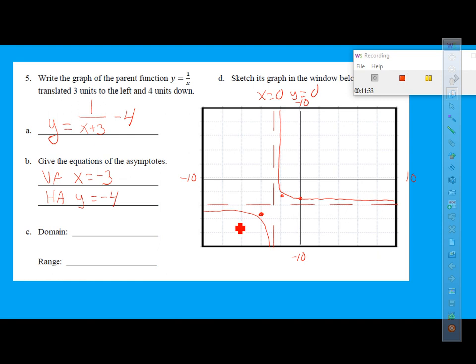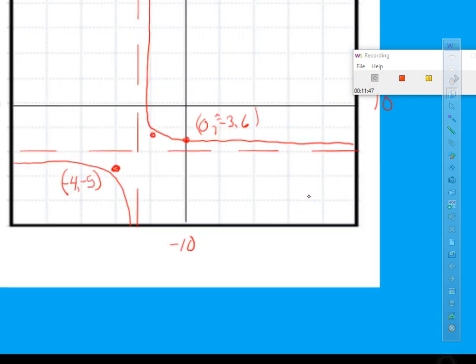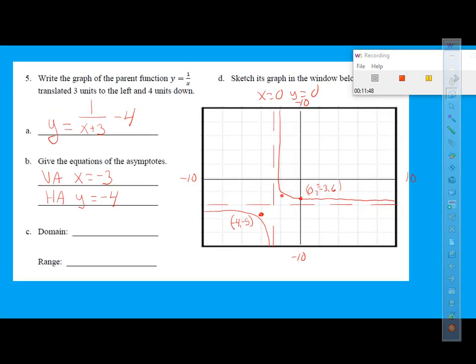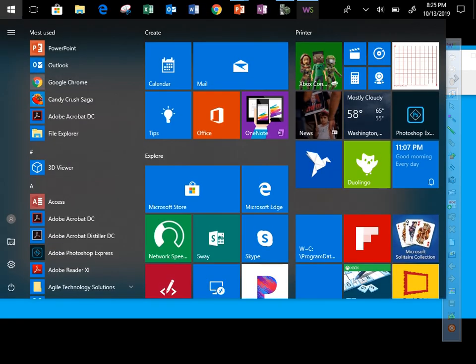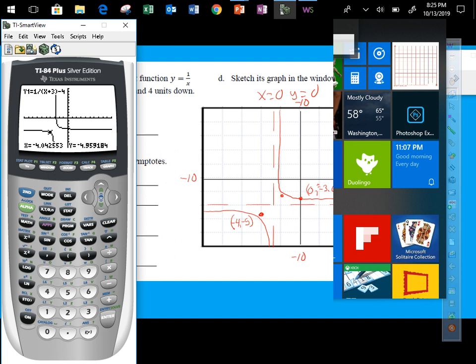Now I am going to come back and label these. There's -4, -5. This was 0 and -3.6 approximately. And then this one happened to be -1, I forgot what that was. -1, -3.5.